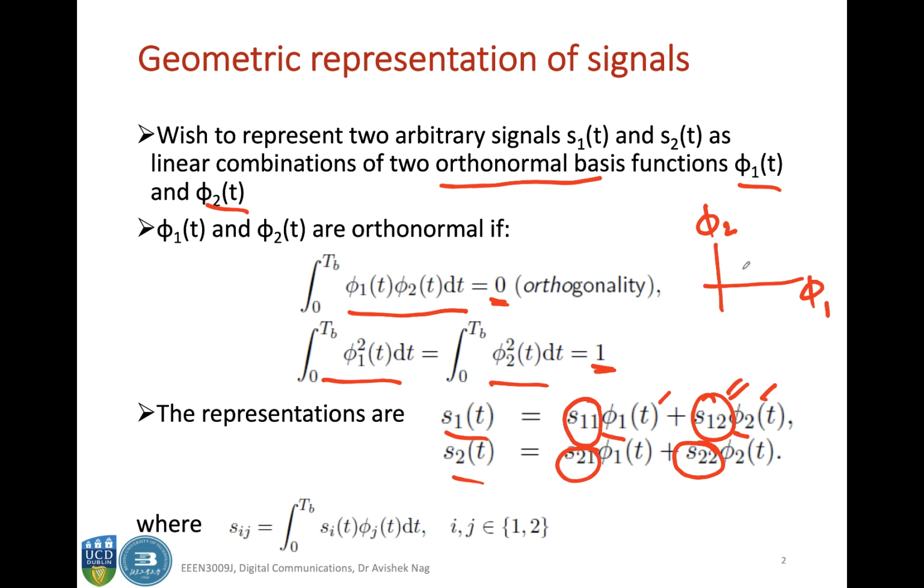And then you can represent these signals as dots in this space, where let's say this is your S1 and this is your S2. The projection of S1 on phi1 is given by S11, and on phi2 it is given by S12. Similarly for S2, the projection is S21 on phi1 and S22 on phi2, and you can calculate the projections easily by correlating with the phi j's like this.